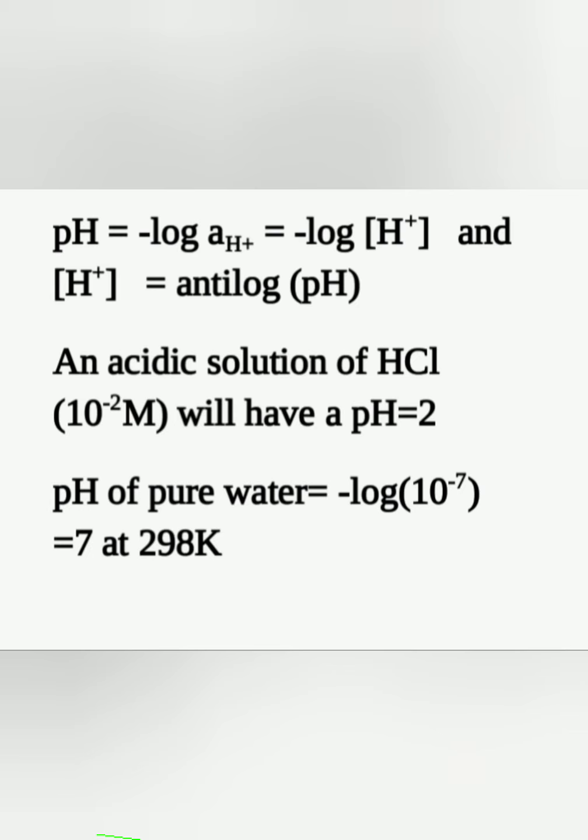And always keep in mind, if pH is equal to 7, it is a neutral species. If it is below 7, we can say that it's acidic. If it is greater than 7, it will be a basic solution. So that is the information that we are getting from this pH value. And we are taking only the H plus ion concentration. That is also very important.